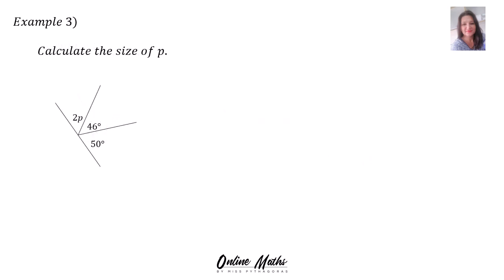Example 3. Calculate the size of B. Now, you will find again there's a straight line, and then there's 3 adjacent angles on a straight line. And then there's also a 2 in front of B. Remember, we say that's the coefficient of B. But don't worry, we will just use our tool in the toolbox. Namely, where we say 2B plus 46 plus 50 degrees is equal to 180 degrees. And the reason? Angles on a straight line.